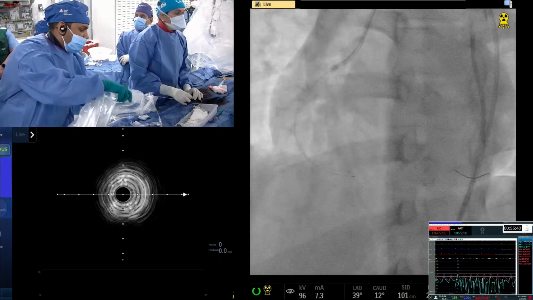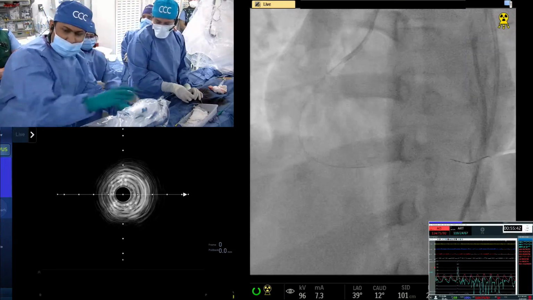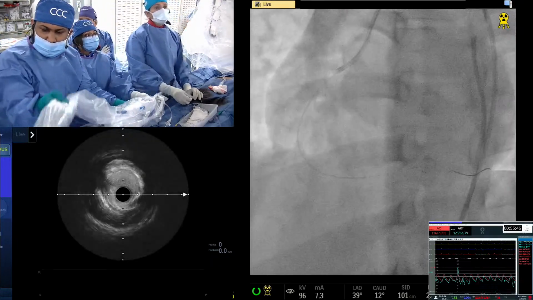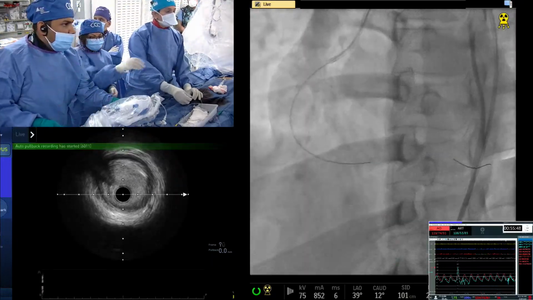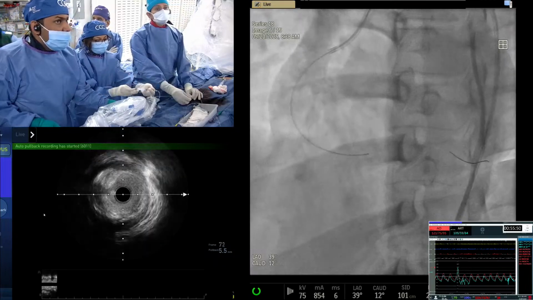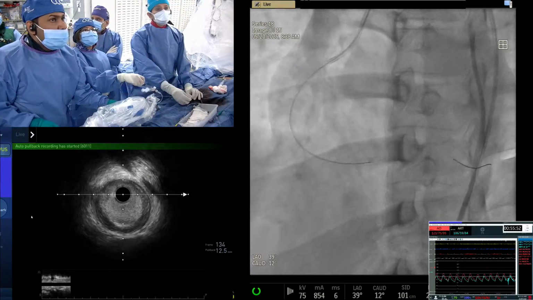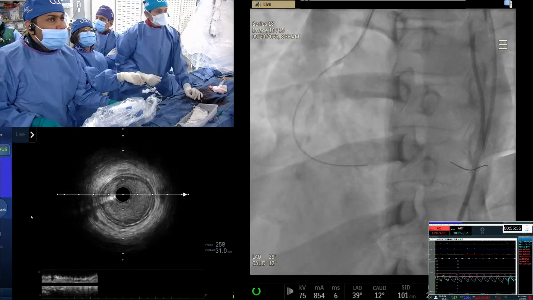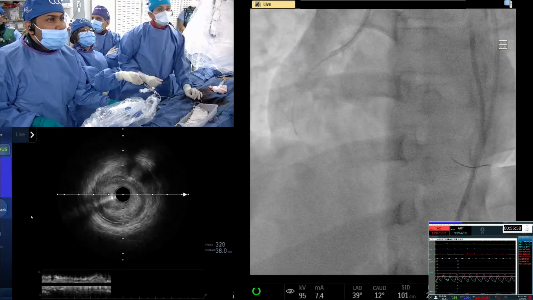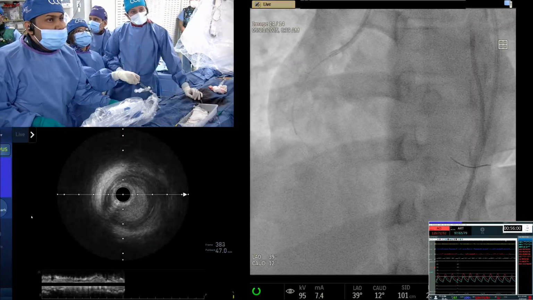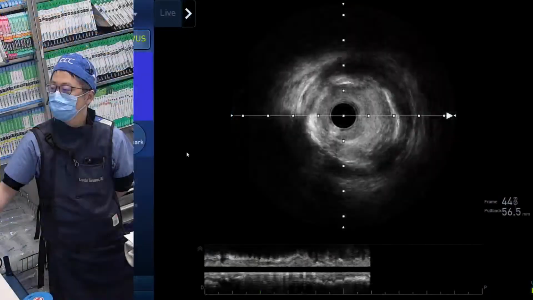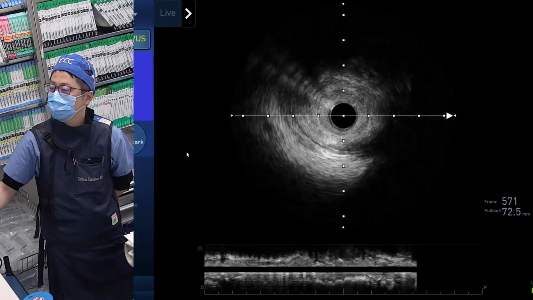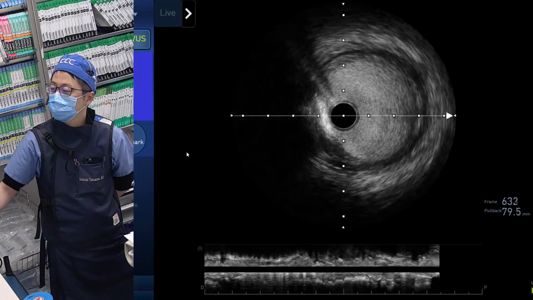Okay, we'll check the distal RCA. Now the guide is out, so we can check the OCR also. Okay, we start forward. It's a distal RCA. It's a huge vessel. There's also a lot of plaque. Looks like the catheter is in true lumen, disrupted plaque, everywhere true lumen. It's all true lumen. The huge vessel.